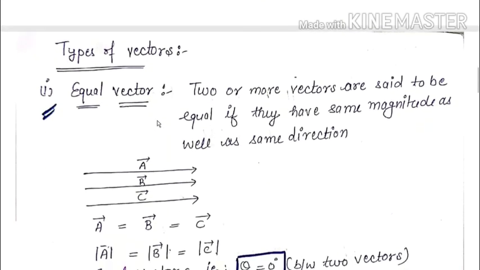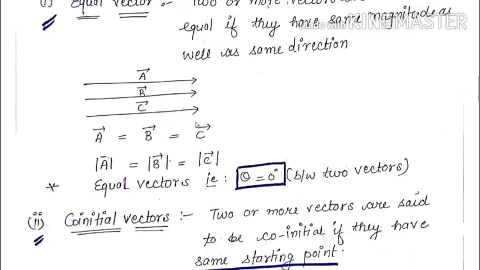Here are some types of vectors. The first is equal vectors. Two or more vectors are said to be equal if they have the same magnitude as well as the same direction. Let A vector, B vector and C vector be equal, so A vector is equal to B vector is equal to C vector. In modulus form, this is a way to represent magnitude only. If we represent a vector in modulus form, that means we are representing their magnitude only.